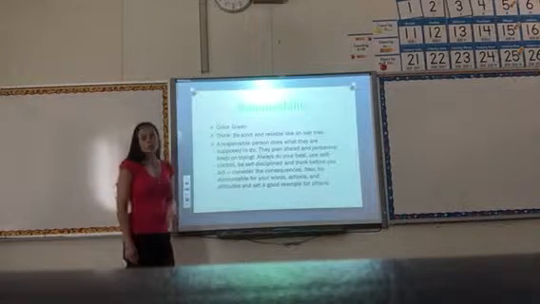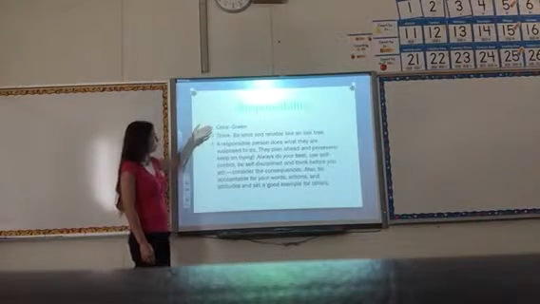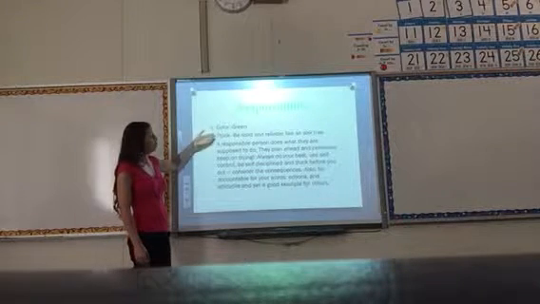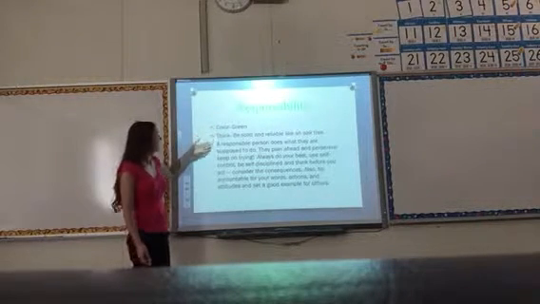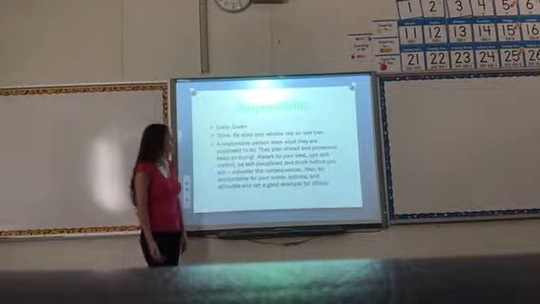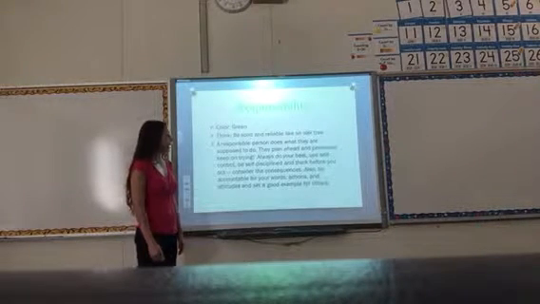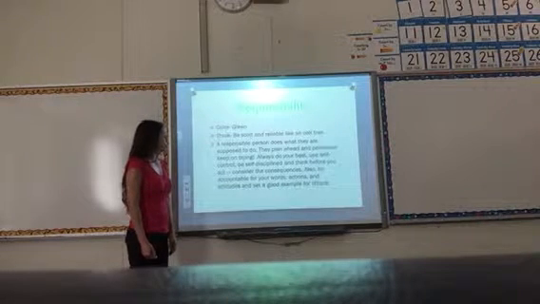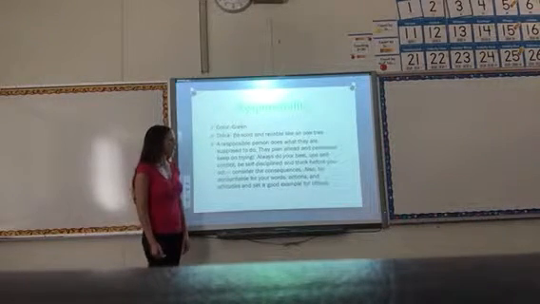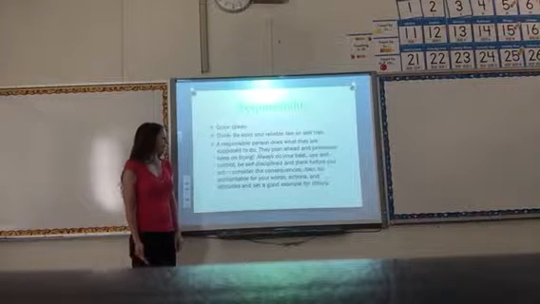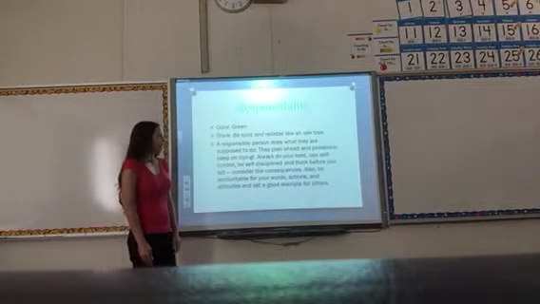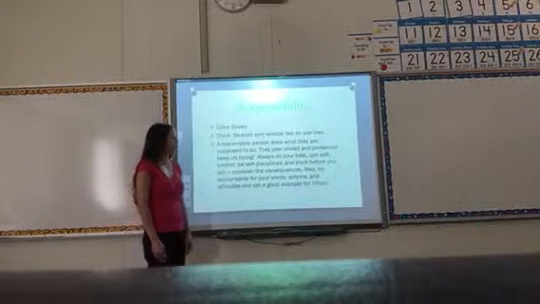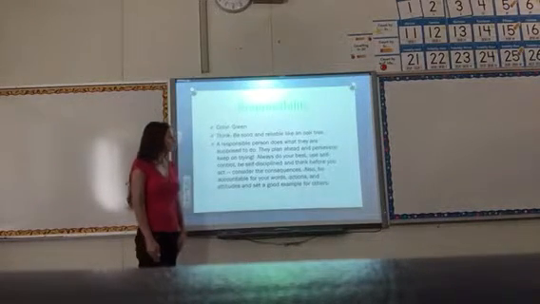The third one is responsibility. If you think of the color green to represent it, be solid and reliable like an oak tree. A responsible person does what they are supposed to do. They plan ahead and persevere. Keep on trying. Always do your best, use self-control. Be self-disciplined and think before you act. Consider the consequences. Also be accountable for your words, actions, and attitudes, and set a good example for others.